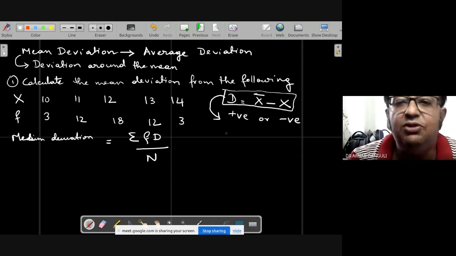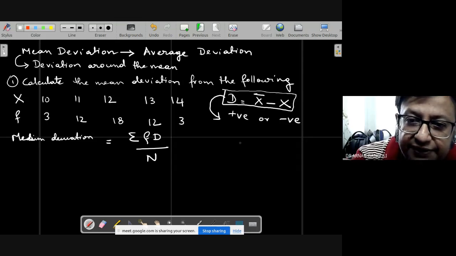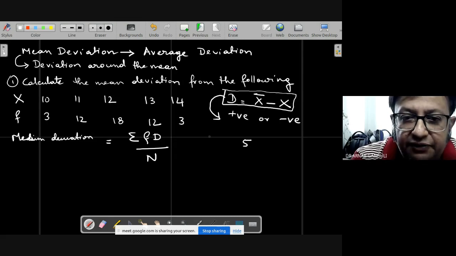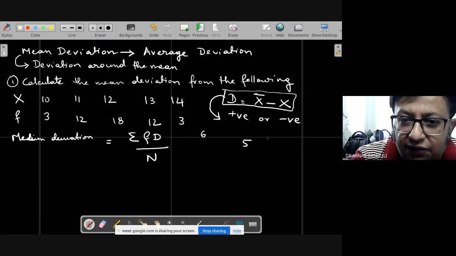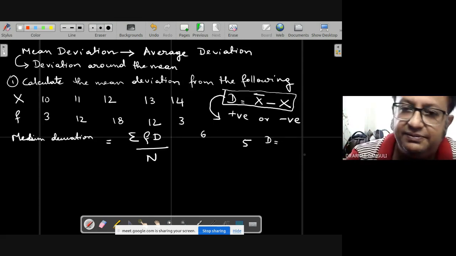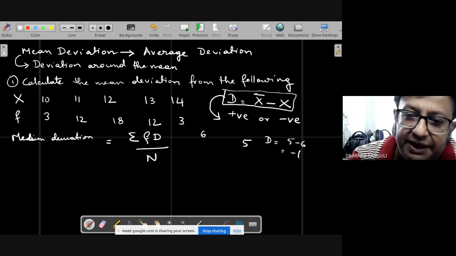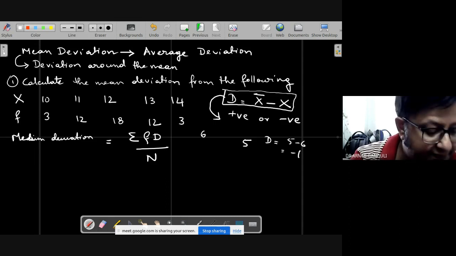What you are calculating is deviation. So if the mean is 5, say for example, and you got the value 6, what would be the D for that value? 5 is the mean, 5 minus 6, that is equal to -1. Clear? Yes, sir.